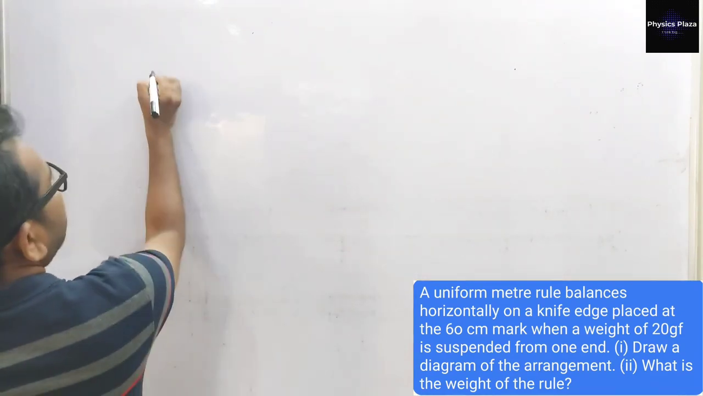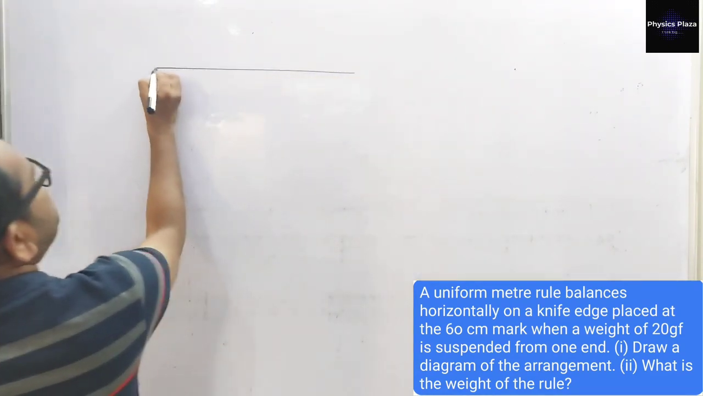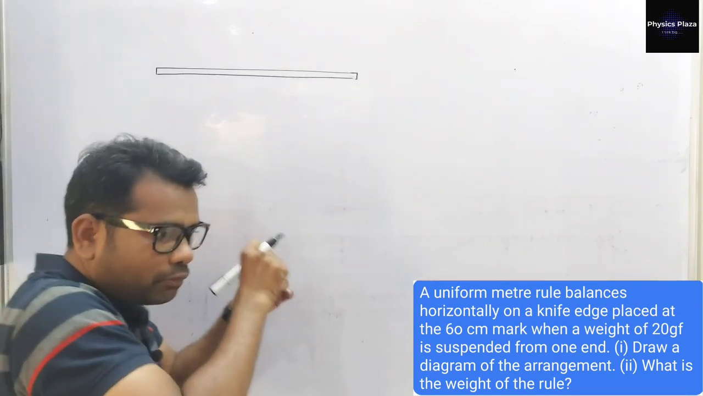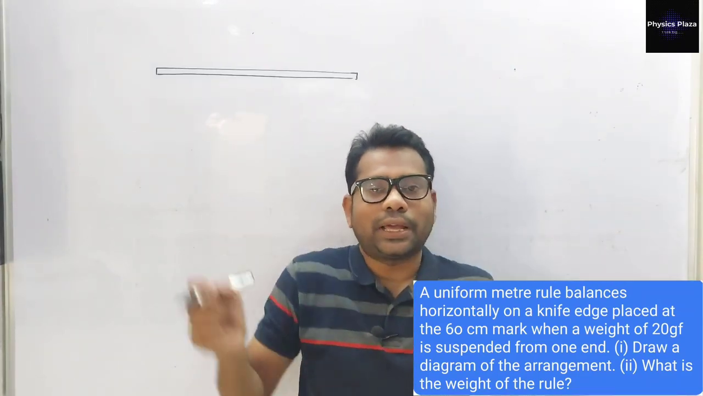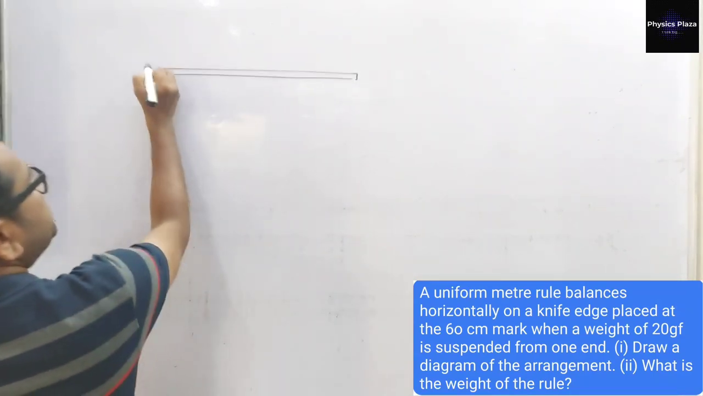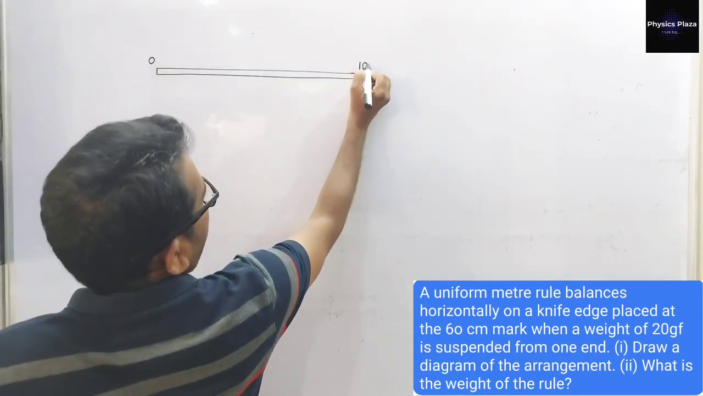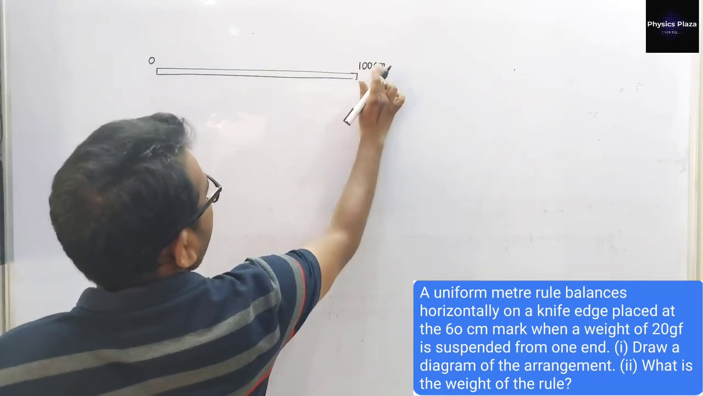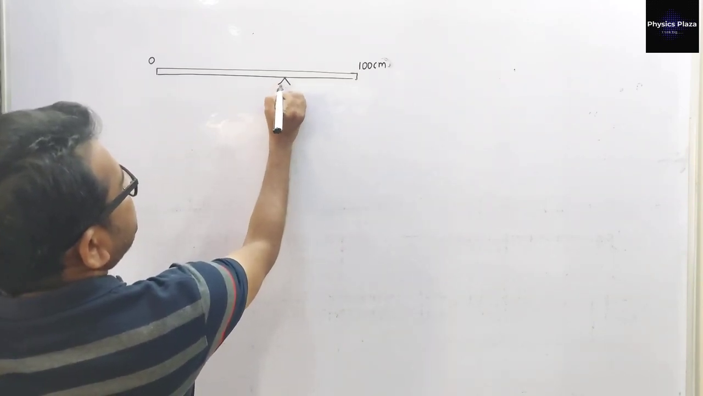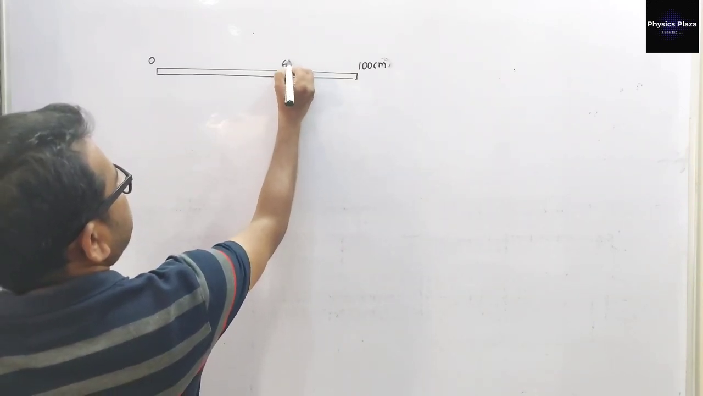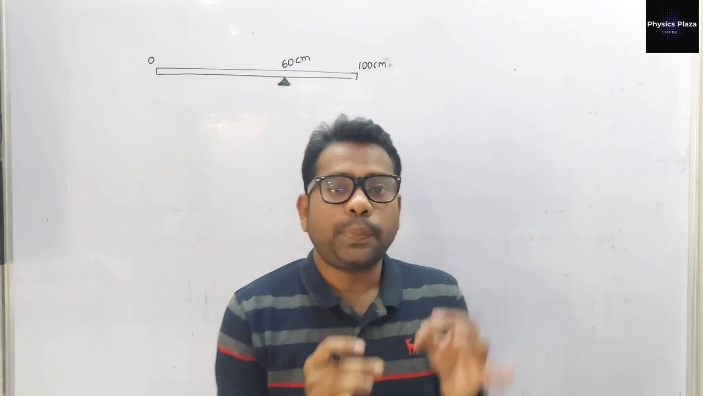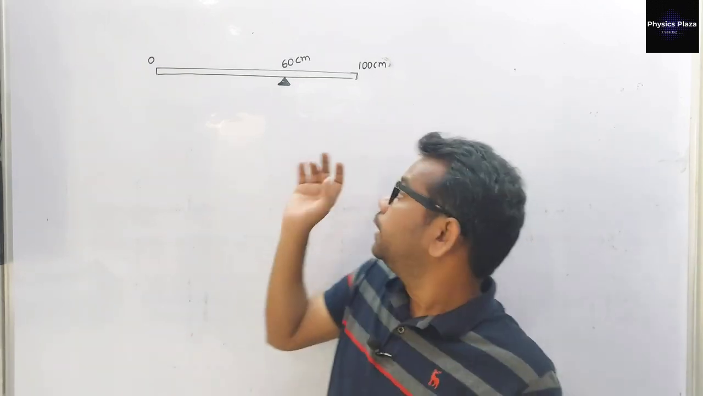As per the question, children, it is a uniform meter rule. A uniform meter rule means there is no need to draw exactly 1 meter length in the diagram. Fine. But as it is given a meter rule, it goes from 0 to 100 centimeters. It is said that it is pivoted at the 60 centimeter mark. Now they are saying to suspend a 20 gram force at any one end.